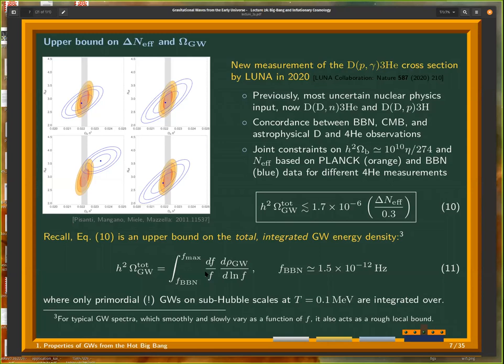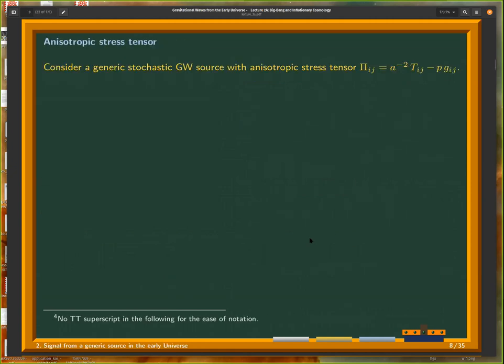Also, later on, we'll look at typical sources of gravitational waves. They typically result in a spectrum at amplitudes which are much smaller than 10 to the minus 6. So you can still produce gravitational waves with a spectrum much, much below this upper bound from delta N effective. And then you will never be able to constrain this based on delta N effective, because if my gravitational wave spectrum has an amplitude of 10 to the minus 10, I would need to measure delta N effective with an insane precision, which would be very unrealistic. Okay, thank you.